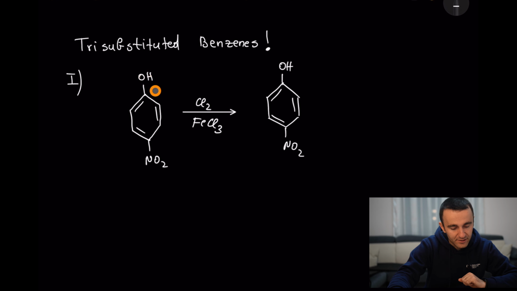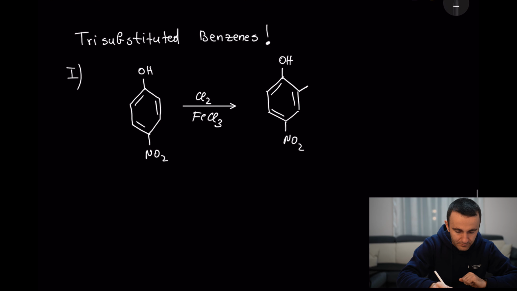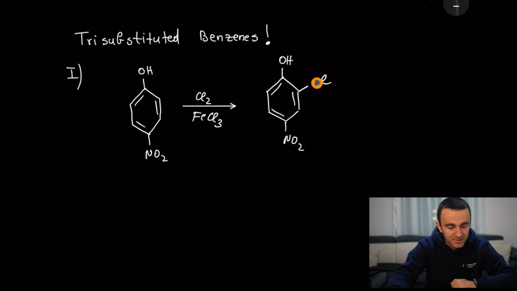As you can see here, hydroxy group orients on ortho and para position. Nitro group orients on meta position. That is this position here, related to nitro. And for the hydroxy group, ortho positions are those positions. So the compound formed is this one. You have the substitution at this position, in ortho position related to hydroxy group and in meta position related to nitro group.